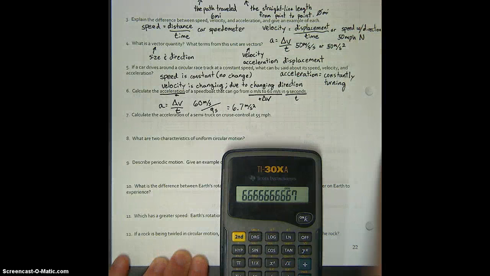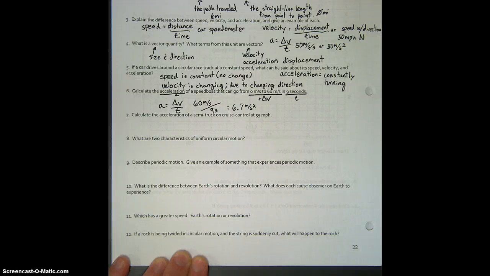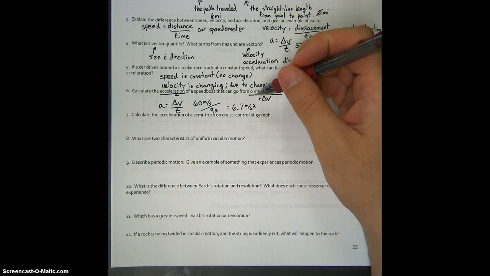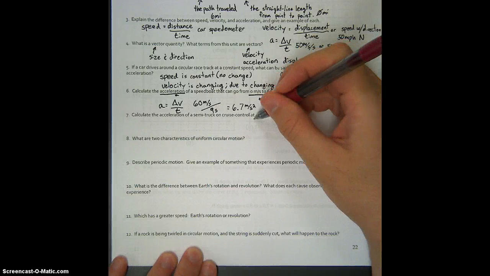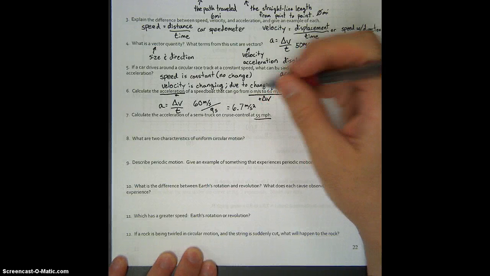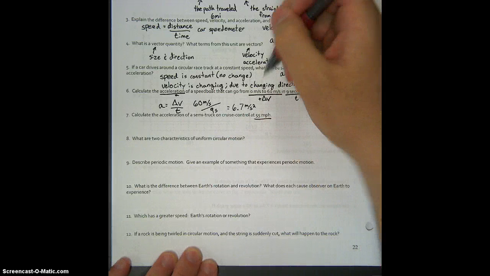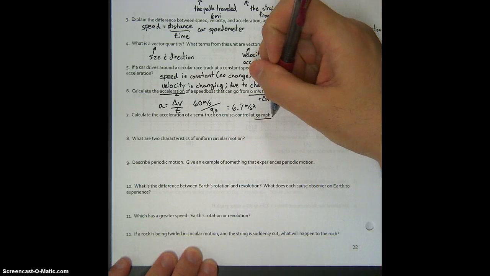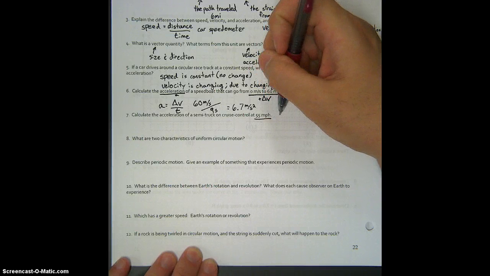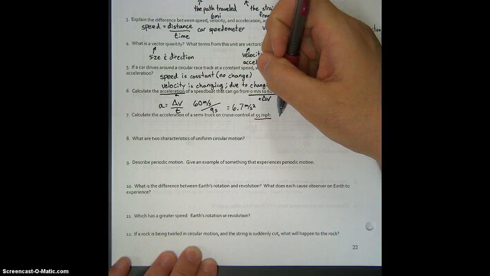Number 7. Calculate the acceleration of a semi-truck on cruise control at 55 miles per hour. So, if I'm going 55 miles per hour, the cruise control is a device in your vehicle that limits your change in velocity to 0. So I'm not speeding up or slowing down. I'm going 55 miles per hour the entire time.